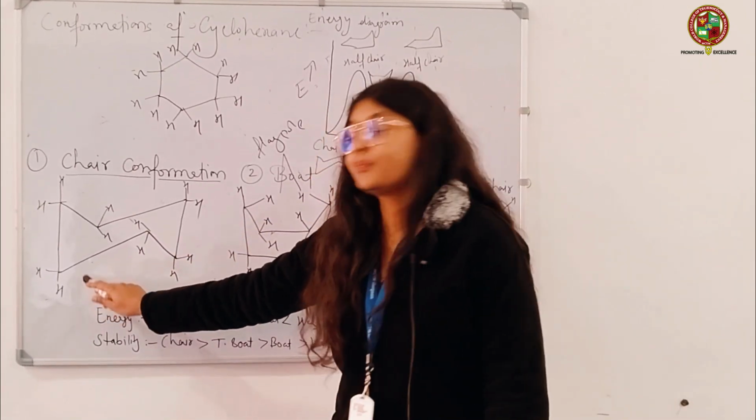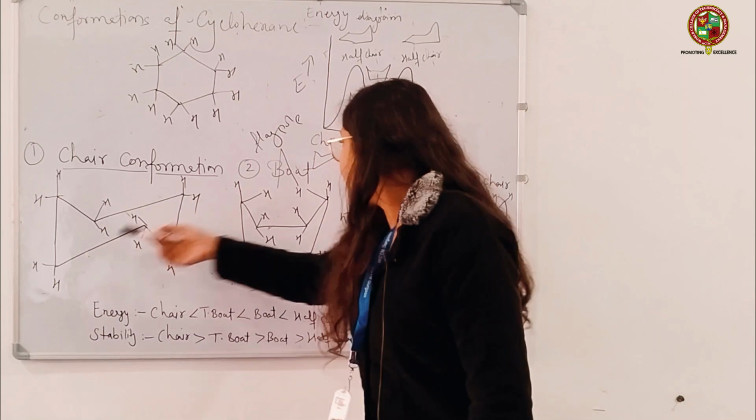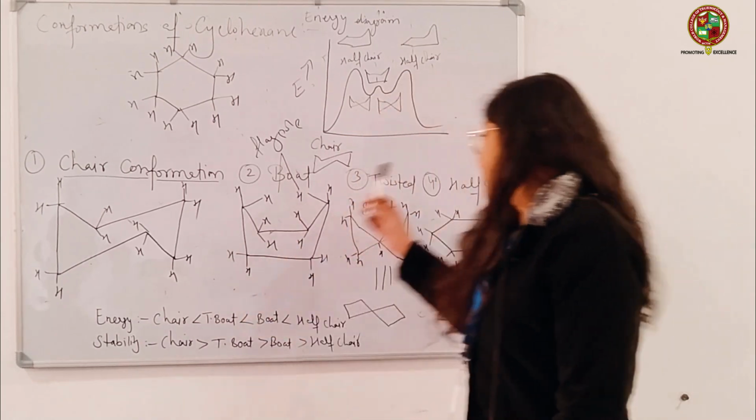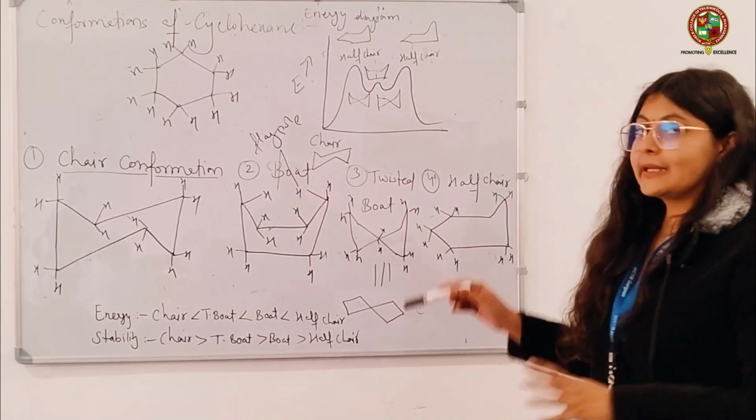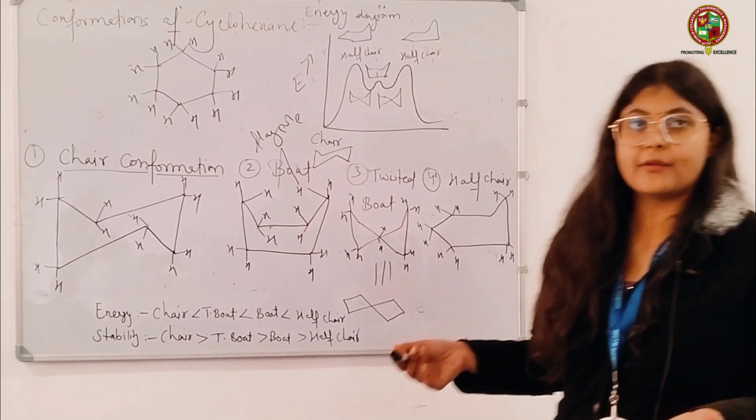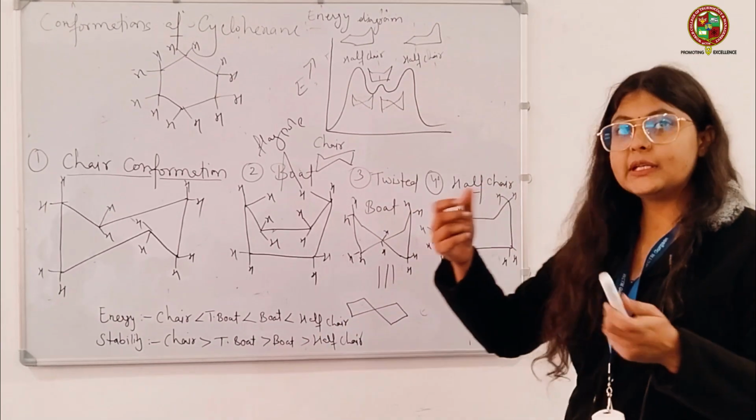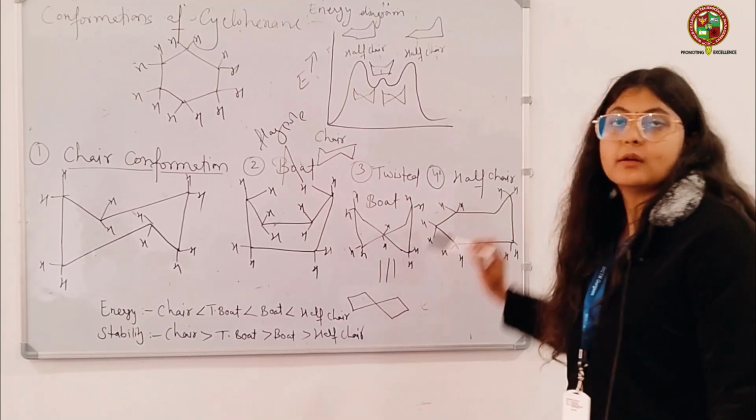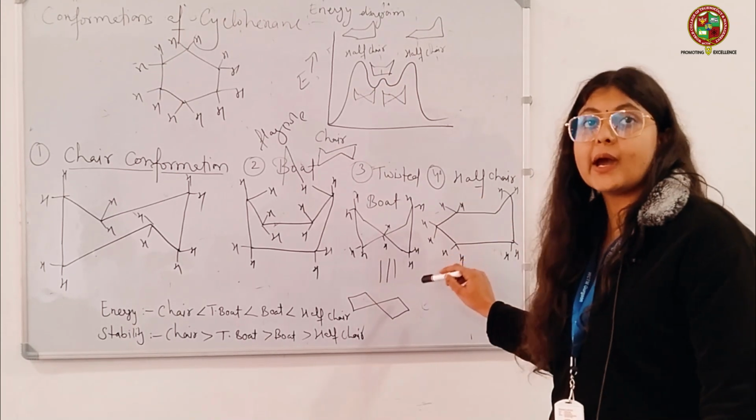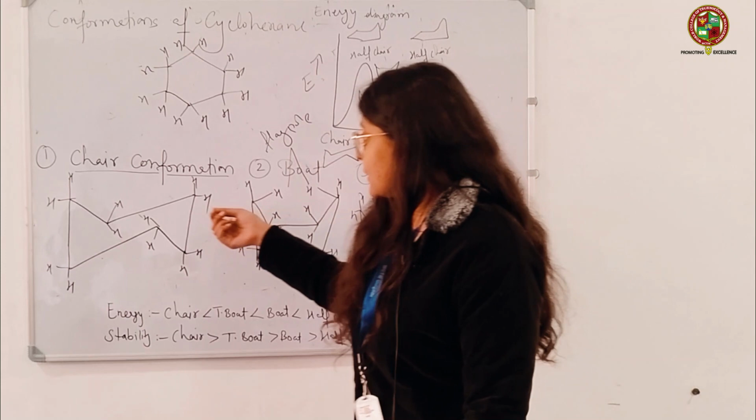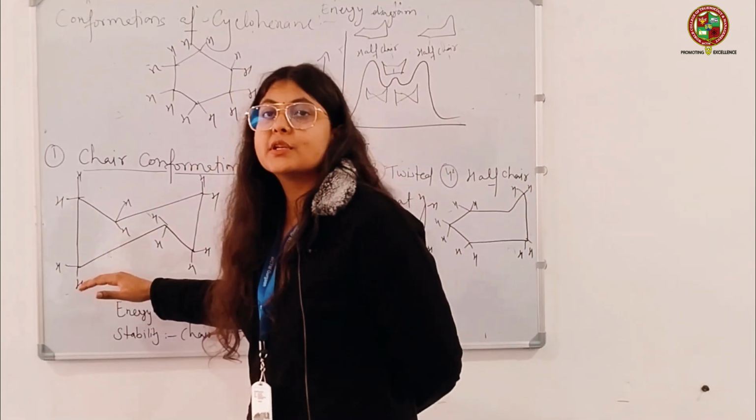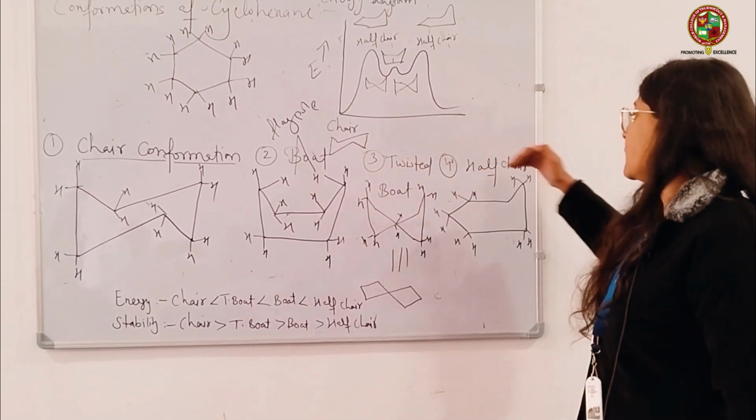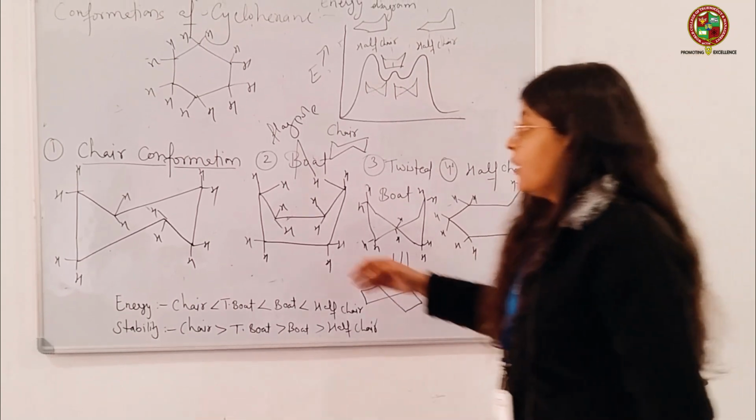The first conformation is the chair conformation, which is most stable. After that, the twisted boat conformation is stable. After that, the boat conformation. The last conformation is half chair. It is nothing like a chair, the name is just half chair. Half chair is like a submarine. All the hydrogens are attached on this side. Steric strain is very high in this structure. That's why, as we can see in the stability order, the chair conformation is most stable, after that twisted boat, after that boat conformation. The last one is half chair, which is least stable.